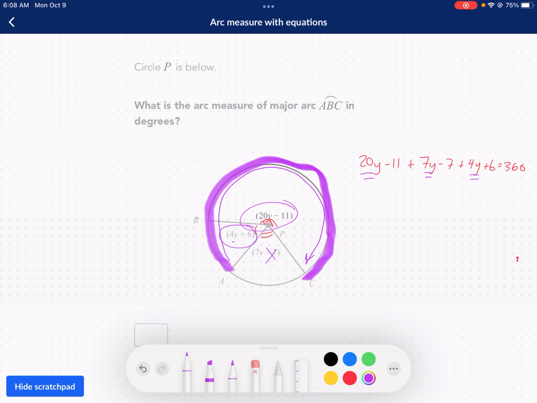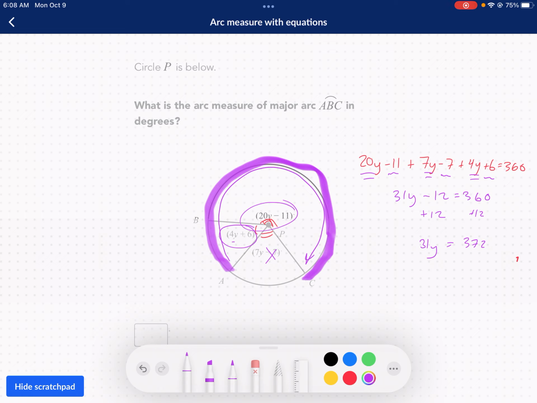So I have 20y, 7y, and 4y. That gives me 31y. And then let's look at my constants here. I have negative 11, negative 7, that's negative 18, plus 6 gives me negative 12 equals 360. From there, I'm going to add 12. 372 equals 31y. Oh boy, I'm hoping that division works out. Otherwise, I got to go back to the drawing board for my math.